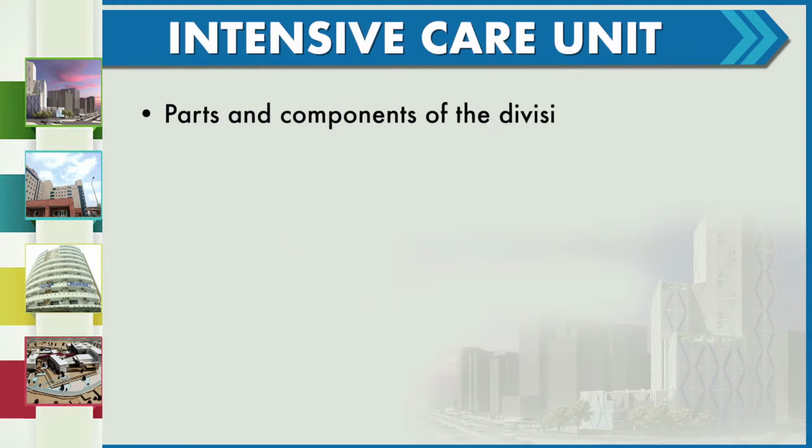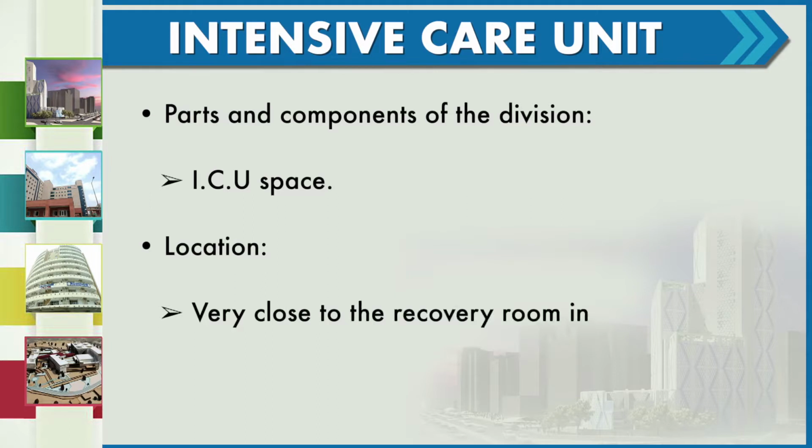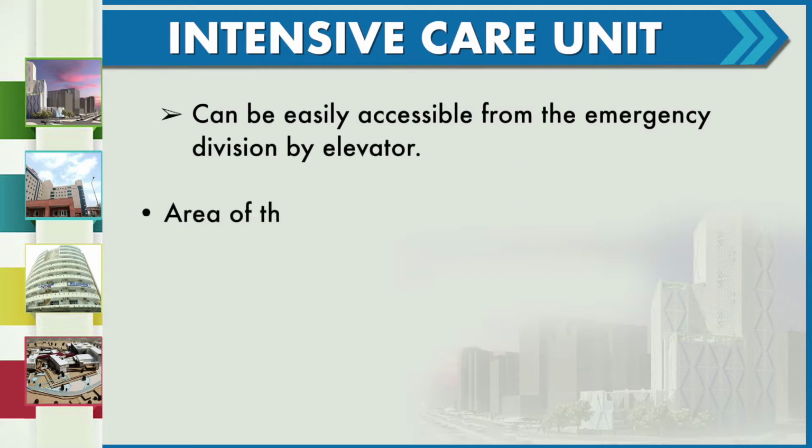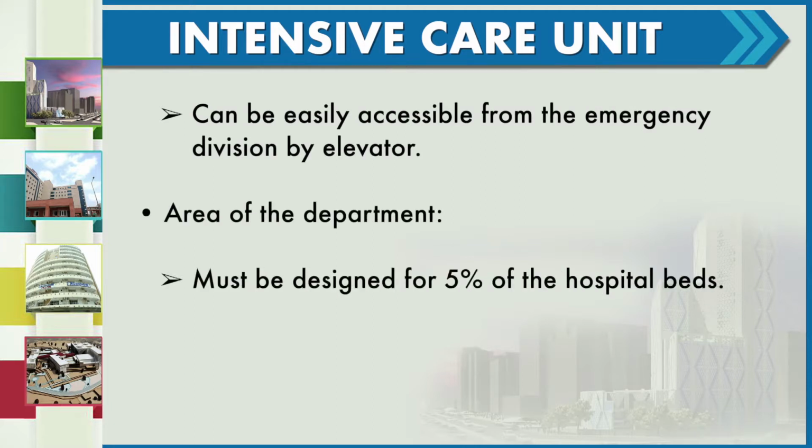Intensive care units: the parts and components of these divisions are the ICU space. The location should be close to the recovery rooms of the operation theaters. It should be easily accessible from the emergency divisions by the elevators, and the area of the department must be designed for 5% of the hospital beds.